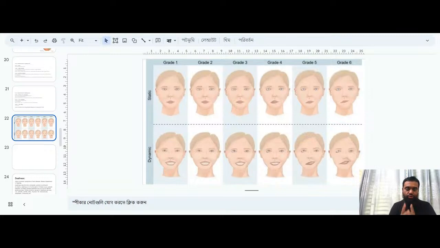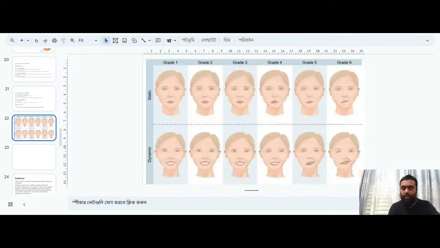My homework for you: first thing, draw and label the course of the facial nerve, number 1. Number 2, write down and memorize the different grades of facial nerve injury in the House-Brackmann staging system.